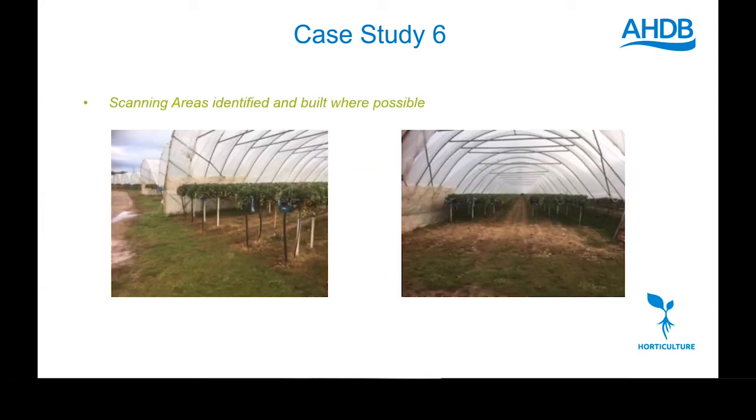Next slide, David. And this just shows a picture of where they've lost a bit of growing space. They haven't lost a great deal, but it wasn't being fully utilised anyway. And this is where they've put the scanning areas close to the pick areas, where before they were a lot further away, right at the end of one of the runs of the polytunnels itself.